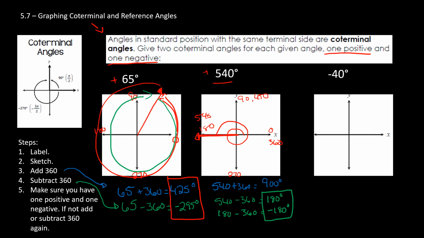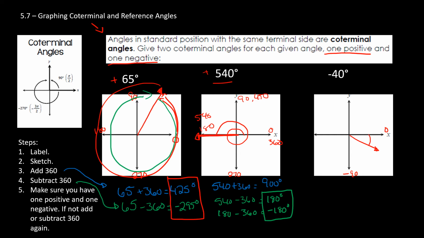And for negative 40, remember we start here at 0, so we're labeling negative 90. We can stop here because we know that negative 40 is going to fall between 0 and negative 90. That's somewhere right here. Okay, we just went in this direction.